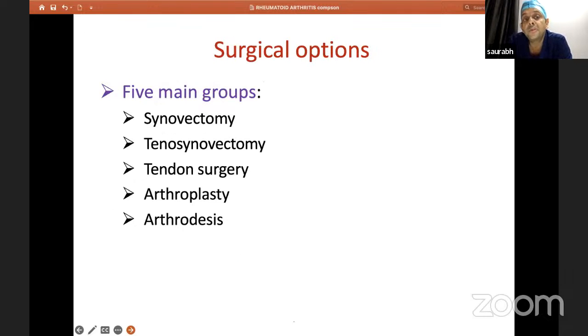So what are the options that you have? So simple synovectomies, as I've told you before, the erosive stage. That's where you want to do your synovectomy and histopathology. Tenosynovectomy, so for tendon synovial proliferations, tendon surgeries, so any tendon ruptures, you want to do your tendon transfers or grafts. And then, of course, in the end stage, deformed arthritic digits or wrist or any joint, either arthroplasty or arthrodesis.